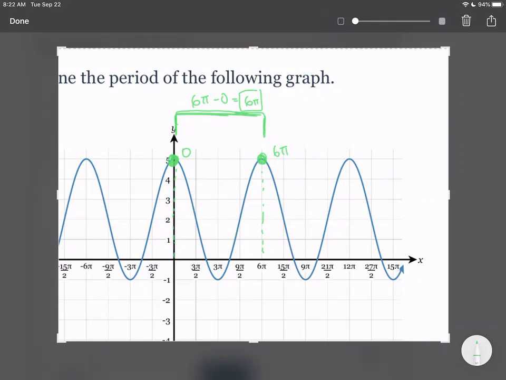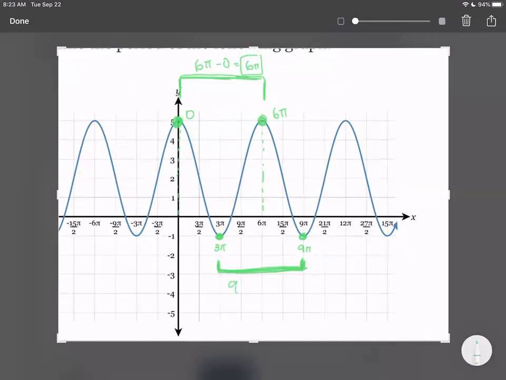Let's take a look at if I were to do it from bottom to bottom. This is one full rotation. It starts at the bottom and ends at the bottom. We have 9 pi over here and 3 pi over here. If you subtract these to find the distance between these two spots, how long is it from 3 pi to 9 pi, because that's how long it is for one full rotation. Let's subtract it. You got 9 pi minus 3 pi, and if you subtract that, you get 6 pi.